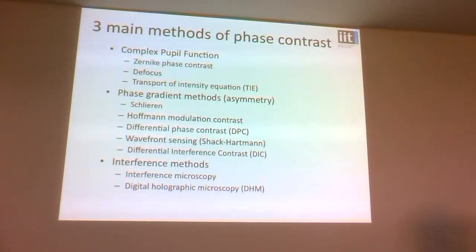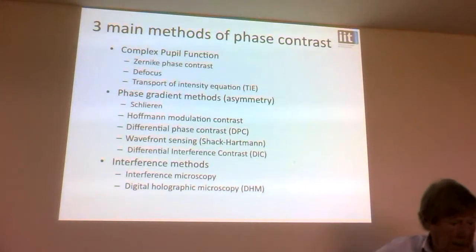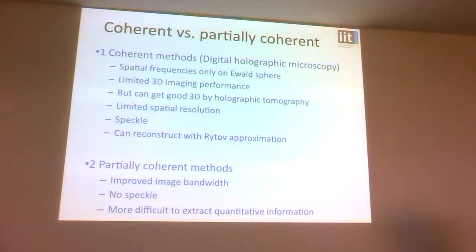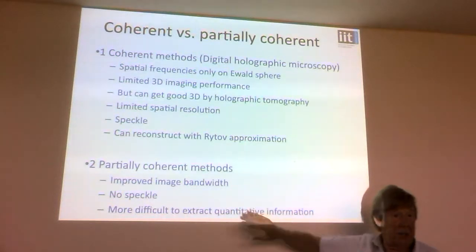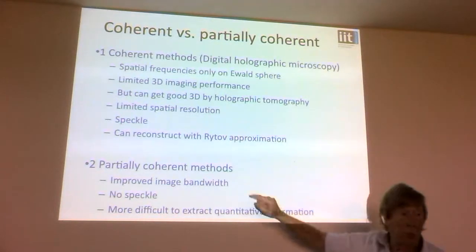But there are interference microscopes, holographic microscopes, that you can do these sorts of things with an interference beam. I want to distinguish then between what you might call the coherent methods, which is where you've got a reference beam, and the partially coherent methods where you haven't got a reference beam. And now it turns out these methods have got some advantage over these ones. You've got an improved image bandwidth.